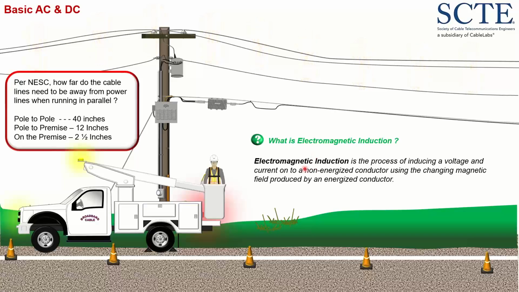So what is electromagnetic induction? Electromagnetic induction is basically the process of inducing a voltage and a current onto a non-energized conductor using the changing magnetic field produced by an energized conductor.